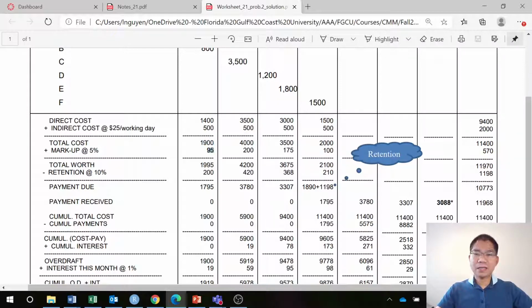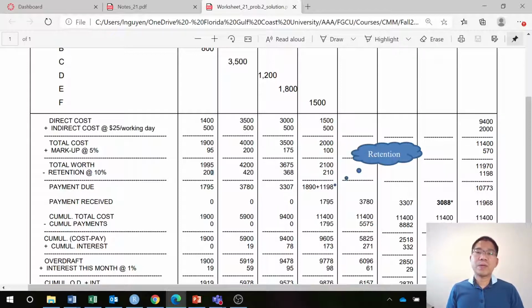1,900,000, 95,000, you add, it becomes 1,995,000. Do similar for the next columns. At the end total, we add these two numbers, you get 11,970,000. And the retention, you will not get the whole money.